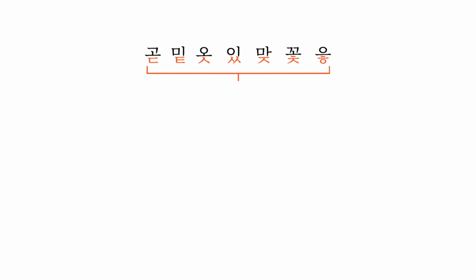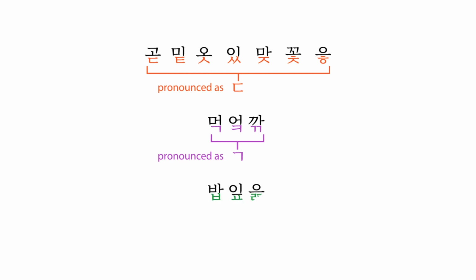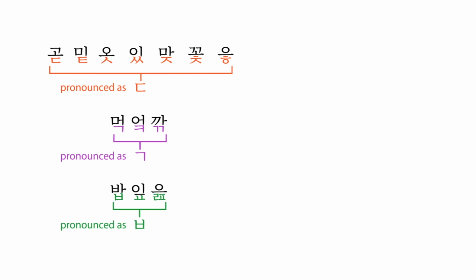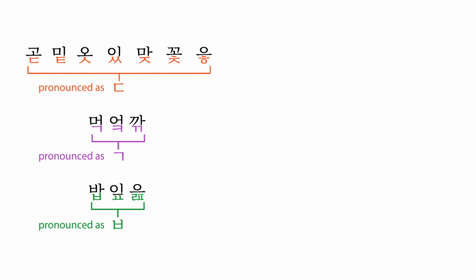These letters, when they come as a final consonant and are not followed by the circle letter, are pronounced as 드, 곧, 및, 옷, 잇, 맛, 꽃, and these are pronounced as 그, 먹, 억, 깍, these are also pronounced as 그, 밥, 입, 읍, but if they are followed by the circle, the pronunciation of the final consonant will move to the next block and are read normally. 옷, 옷이, 맛, 맞이, 꽃, 꽃이.